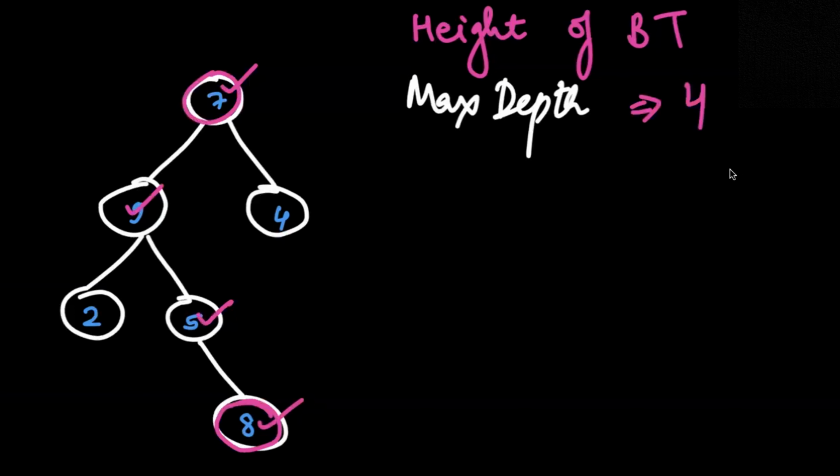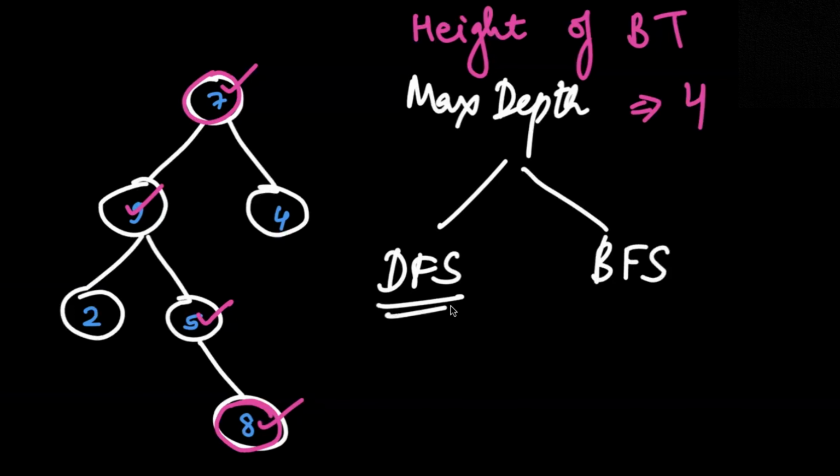Now how to calculate this? Every question of data structure can either be solved with DFS or BFS. That means if you have knowledge of depth first search, that is nothing but pre-order, in-order, post-order, or BFS, that is level order traversal, you can solve any question of tree. Now here the only question is, how do you know which type of question this is? Is it DFS or BFS? The answer is very simple.